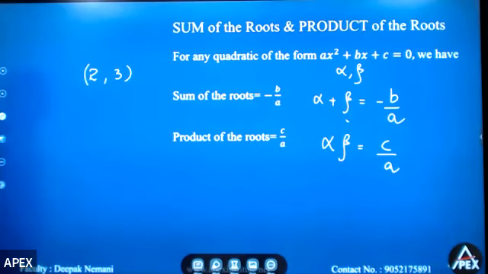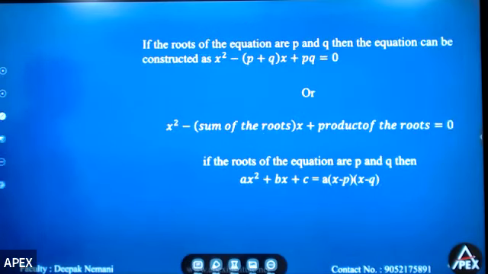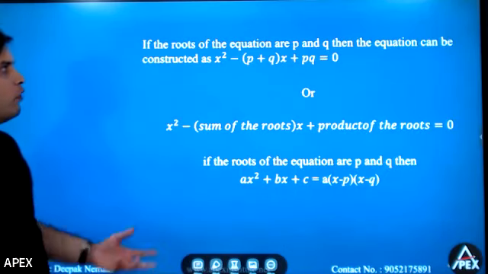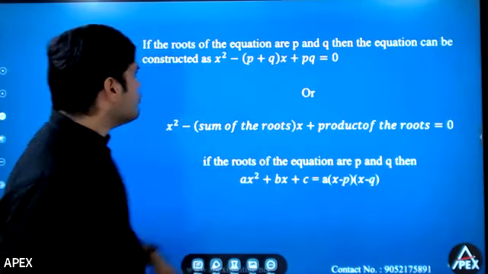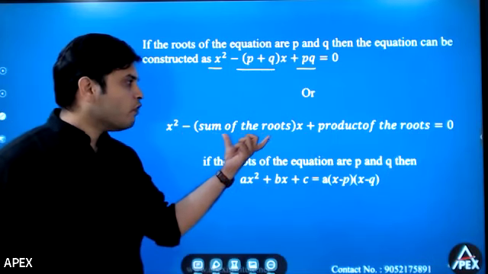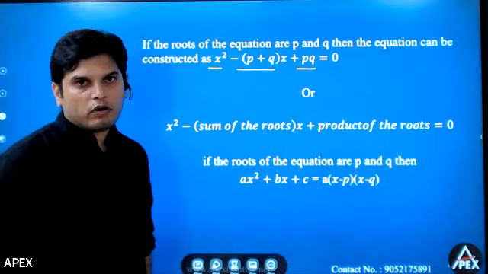So what will be the quadratic equation? We have that in our next slide. If the roots of a quadratic equation are p and q, then the equation can be constructed as x square minus (p plus q)x plus pq. So x square minus sum of the roots into x plus product of the roots.